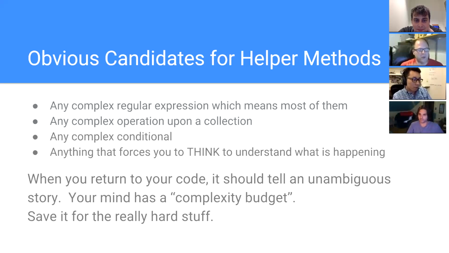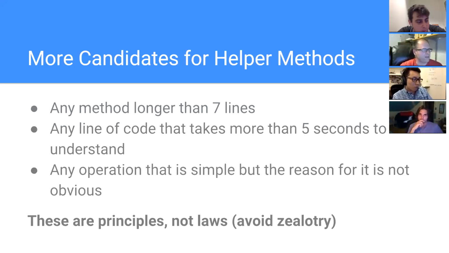And so we don't want to eat up that space with trying to figure out what all these little sections of code do that aren't that complicated, but they still take a little bit of that budget away. And then you don't have that much left to consider the really big problems. And so here's some other principles. If you have a method that's longer than 7 lines, you probably need to break it up into some helpers. Anything that takes more than a few seconds to understand.